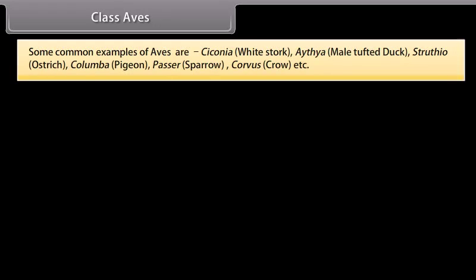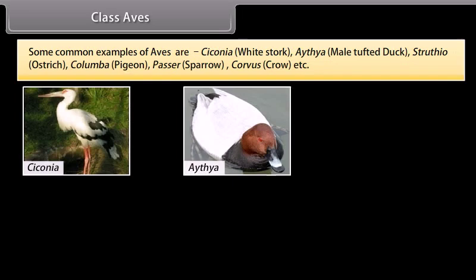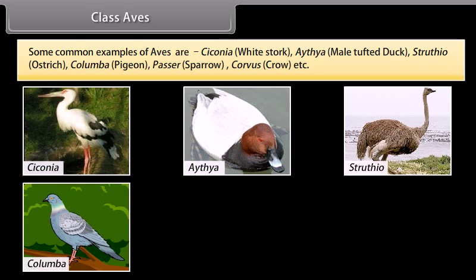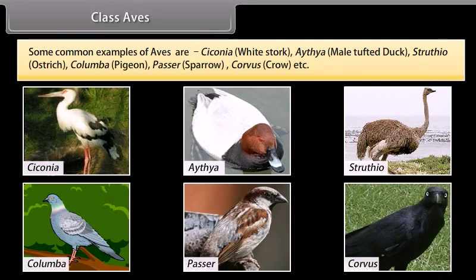Some common examples of Aves are Ciconia (white stork), Aythya (male tufted duck), Struthio (ostrich), Columba (pigeon), Passer (sparrow), Corvus (crow), etc.